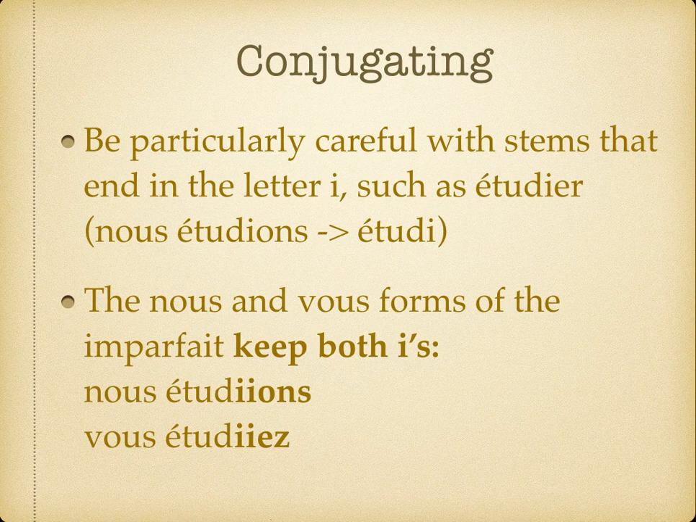Be particularly careful with stems that end in the letter I. So for example, étudier. When we conjugate étudier in the present tense, okay, étudions, drop our ONS, we're left with étudi. When we conjugate these into the nous and the vous form of the imparfait, students tend to freak out because all of a sudden there's two I's next to each other. It's okay. They are both supposed to be there. A lot of students freak out when they see it and they assume that they've done something wrong and they try to get rid of one of them.